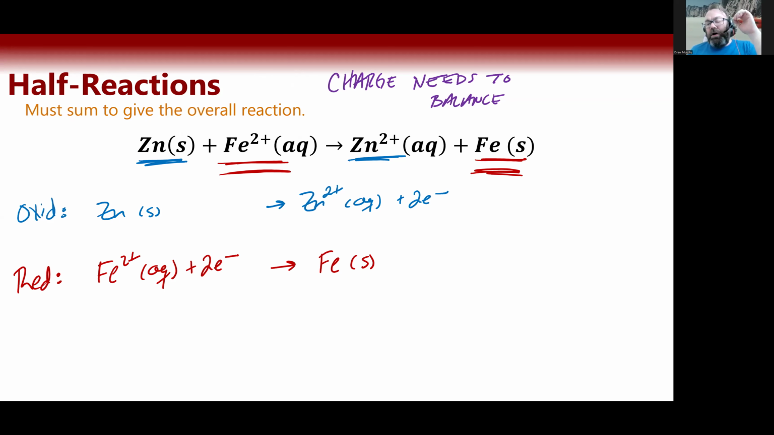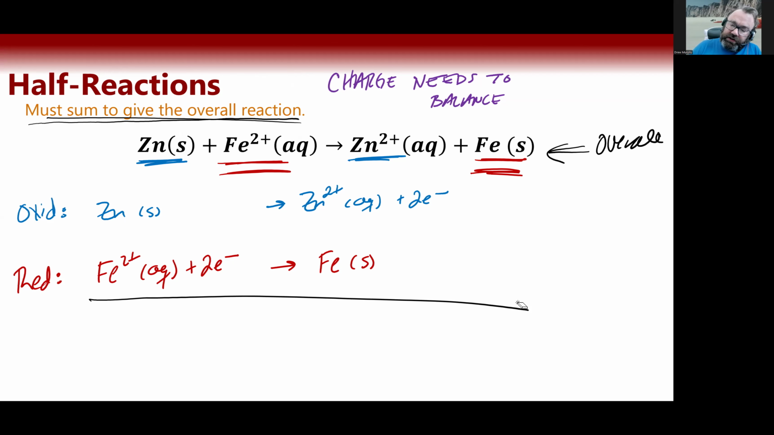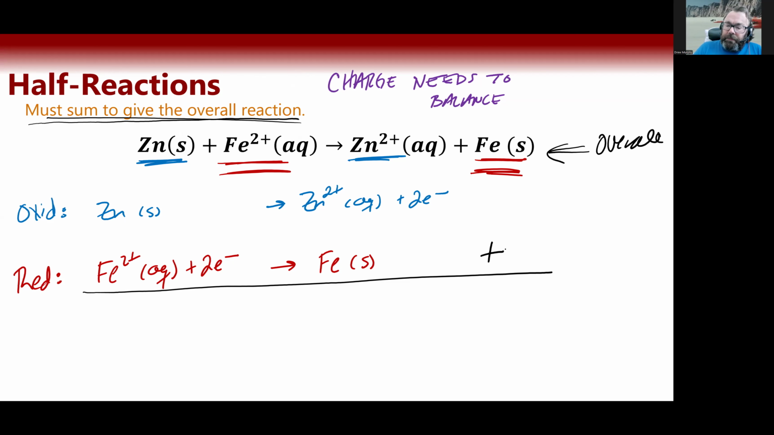Okay, now one of the keys here, one of the hallmarks, one of the things that has to be true is our half reactions have to add up to give us what the overall reaction is. Okay, this is our overall reaction. So if our half reactions are correct, they'll add up and give us that. So let's add these up and see what happens. Let's draw a straight line. Okay, we're going to add these up. Okay, and when we do this, we can cancel out things that show up on both sides, just like we usually do when we add things together.